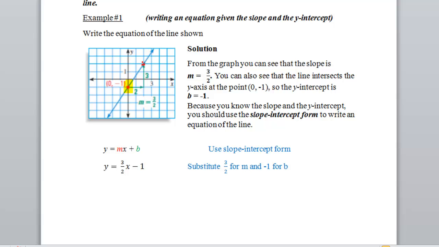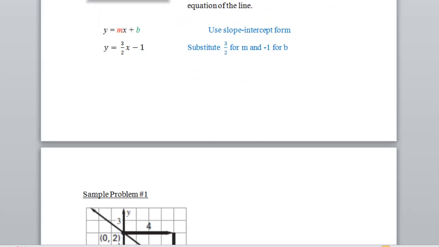So now that we have 3 over 2 for the slope and 0, negative 1 for our y-intercept, we could just use the negative 1 portion of the y-intercept and plug it into our slope-intercept form. And then at that point we're done. So this is the first example of writing an equation of a line, and it's in the most basic form. So let's try that in a sample problem.